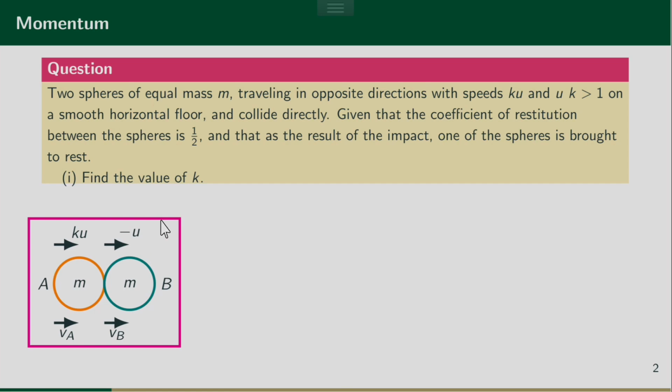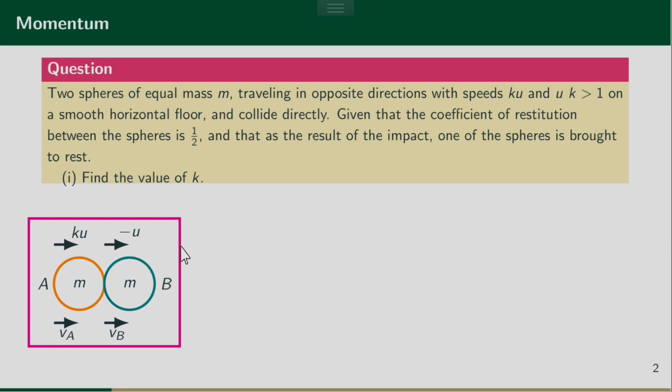So if I had considered the left direction as positive, then this term ku will be negative and this term u will be positive. But in any case, make sure that you consider a reference and solve till the end. Now, their final velocities are what I don't know. So let me call them v1 to stand for the final velocity of the first object, A, and v2 to stand for the final velocity of the second object, B.